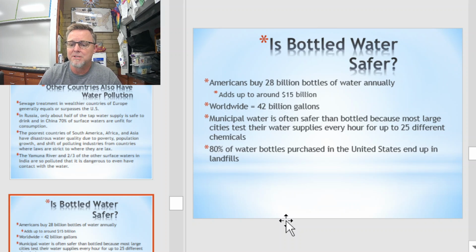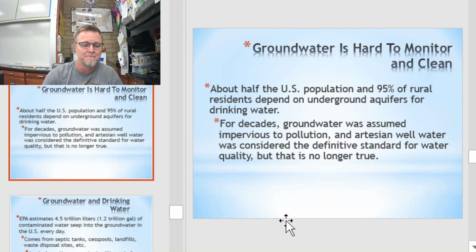Okay? Municipal water is often safer than bottled because most large cities test their water supply every hour for up to 25 different chemicals. Groundwater is hard to monitor and hard to clean. About half the U.S. population and 95% of rural residents depend on groundwater aquifers for drinking water. For decades, groundwater was assumed impervious to pollution. Unfortunately, that's no longer true.